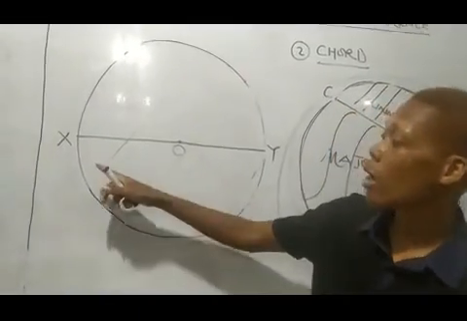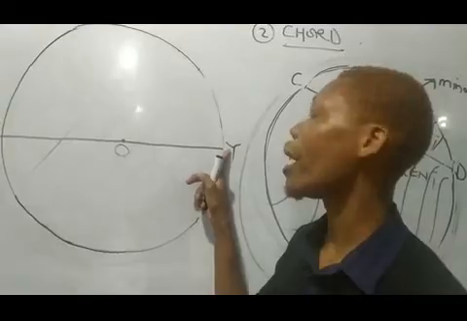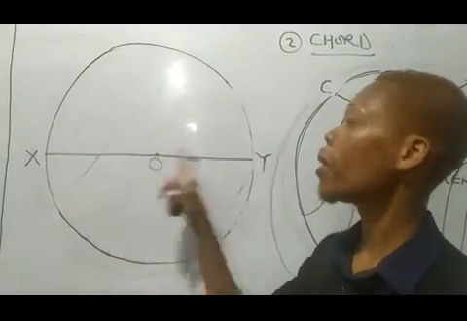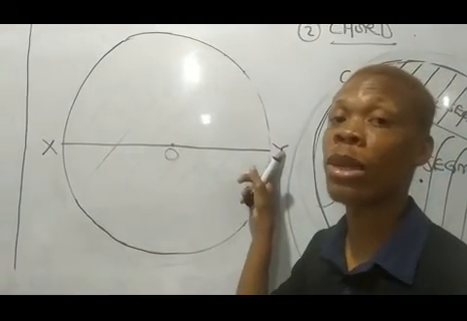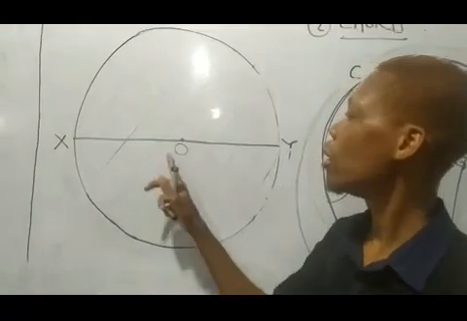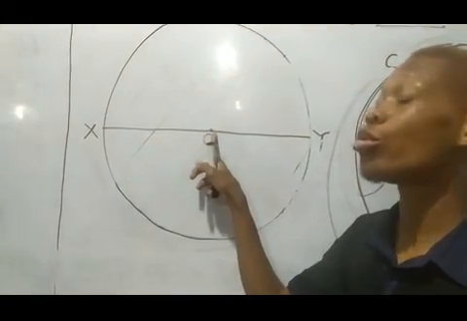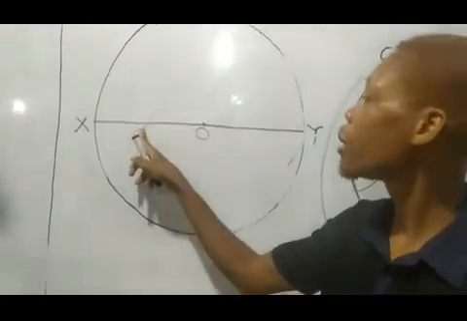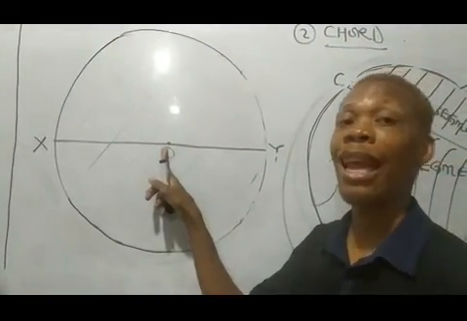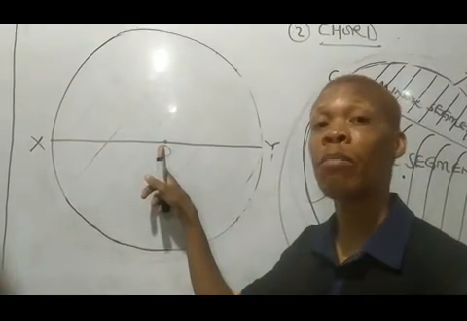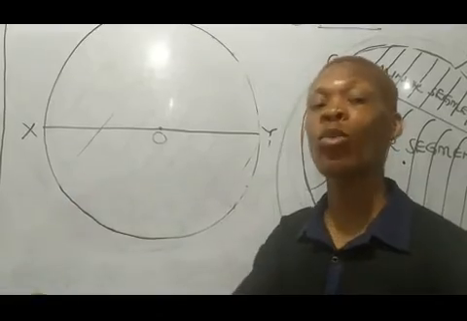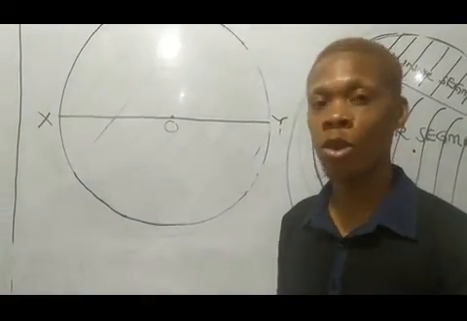Again, if we are looking at the line XY, the line which joins the point X to the point Y, that line is called a chord because it's joining 2 points on the circumference. However, you realize that that line is passing through the center O. So because XY passes through O, XY is now called a diameter. The diameter is a straight line which passes through the center of a circle.